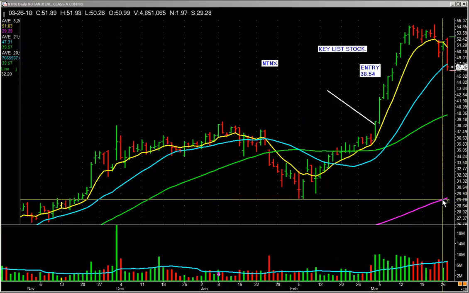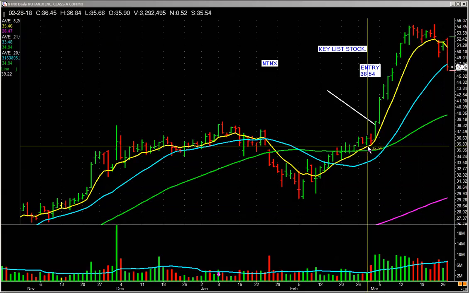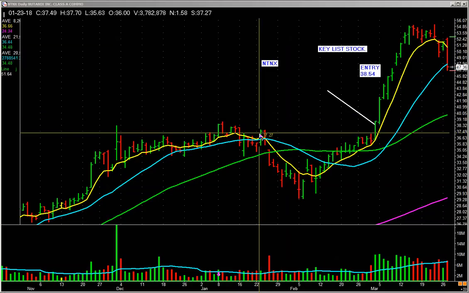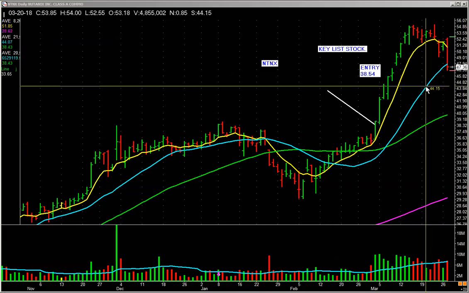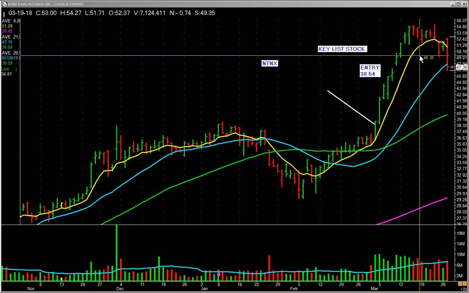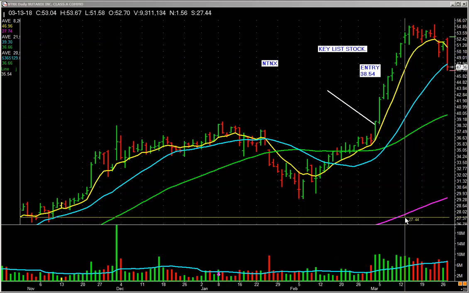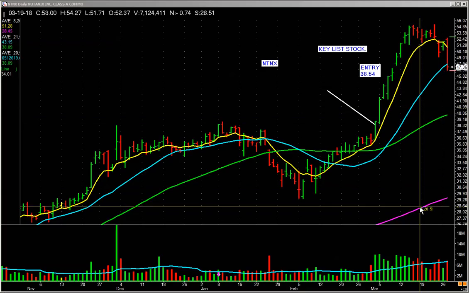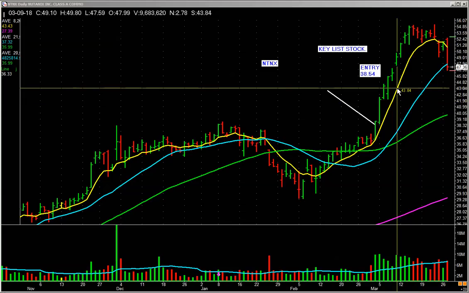The purple is the 200 simple. The green is the 50-day simple. The blue is the 20-day simple. And the yellow is the 8 exponential moving average, EMA. So simple: 20, 50, 200. The yellow is an 8 exponential moving average. And I'm going to tell you why, just for what it's worth.